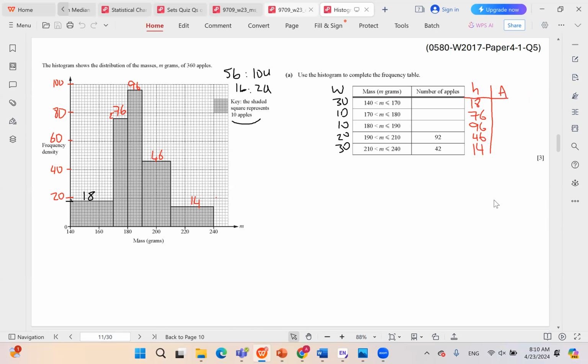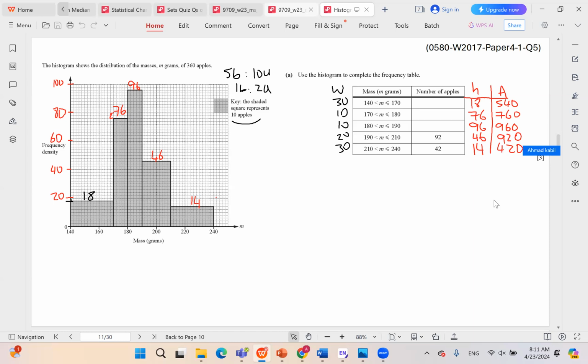So 30 times 18 is 540. 10 times 76 is 760. 10 times 96 will be 960. 20 times 46 gives us 920. And finally, 30 times 14, my mistake here, gives us 420.